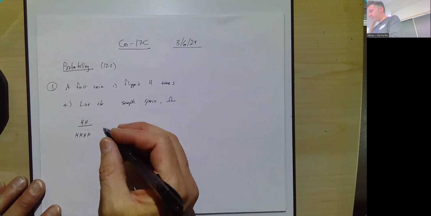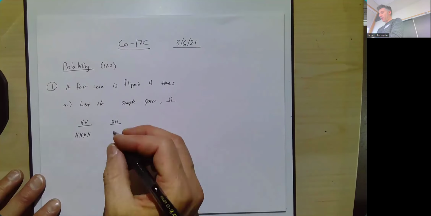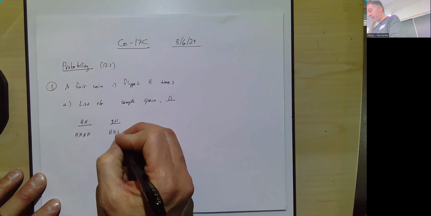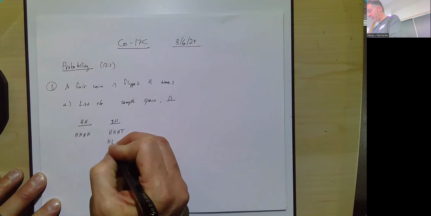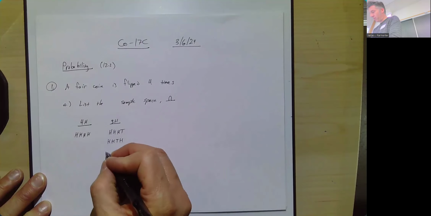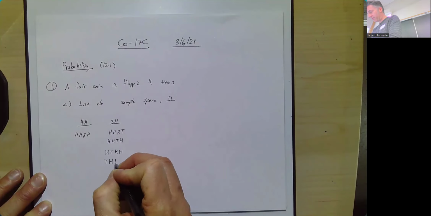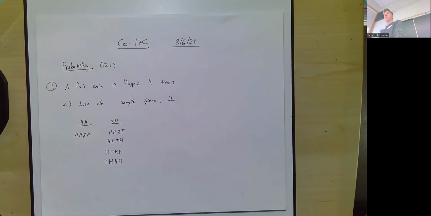Or I could get 3 heads. Well, I could either get head, head, head, tail, or head, head, tail, head. I'm just moving the tail to the left. So head, tail, head, head, or tail, head, head, head. Those are all the ways I could get 1 tail and 3 heads.